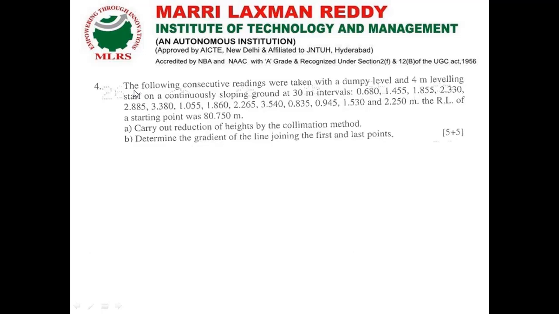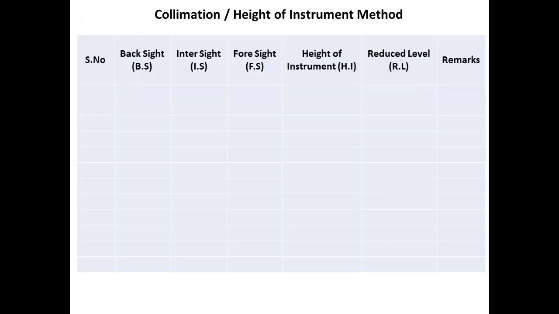So here is the given data. This question has been asked by JNTUH in the year 2016. Okay. Now the question is the given data. The following consecutive readings were taken with the dumpy level and 4-meter leveling staff on a continuously sloping ground at 30-meter interval.